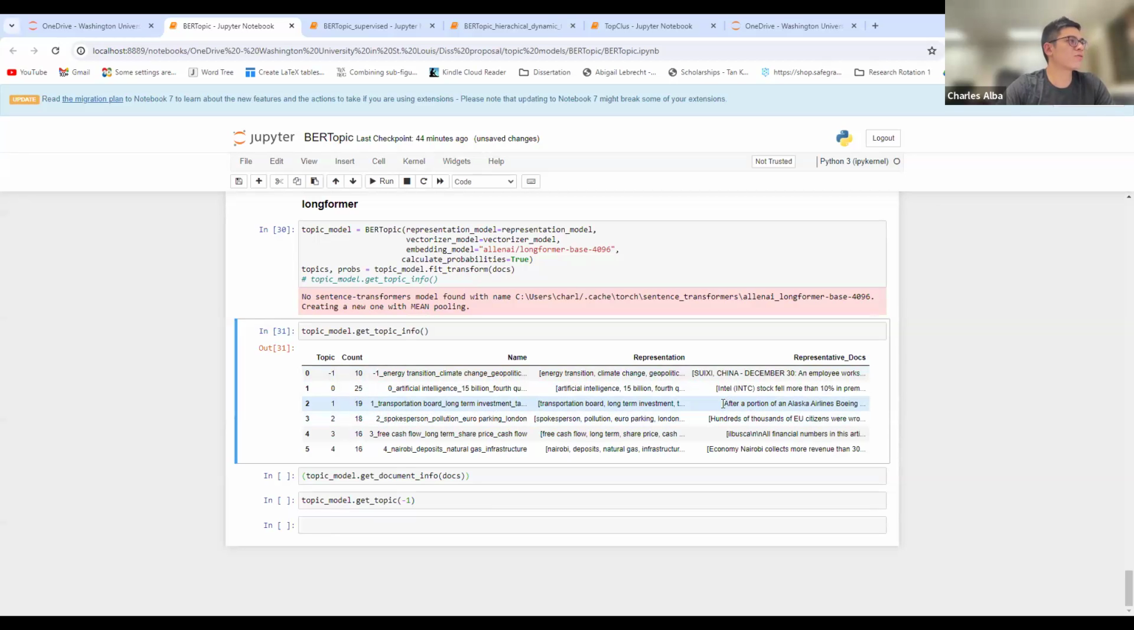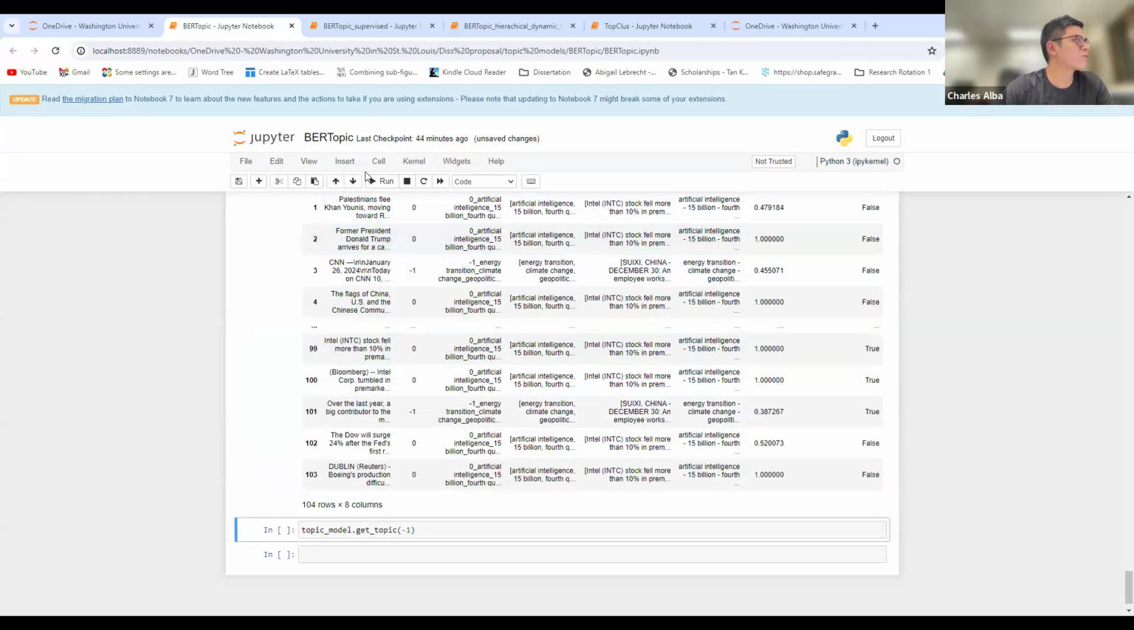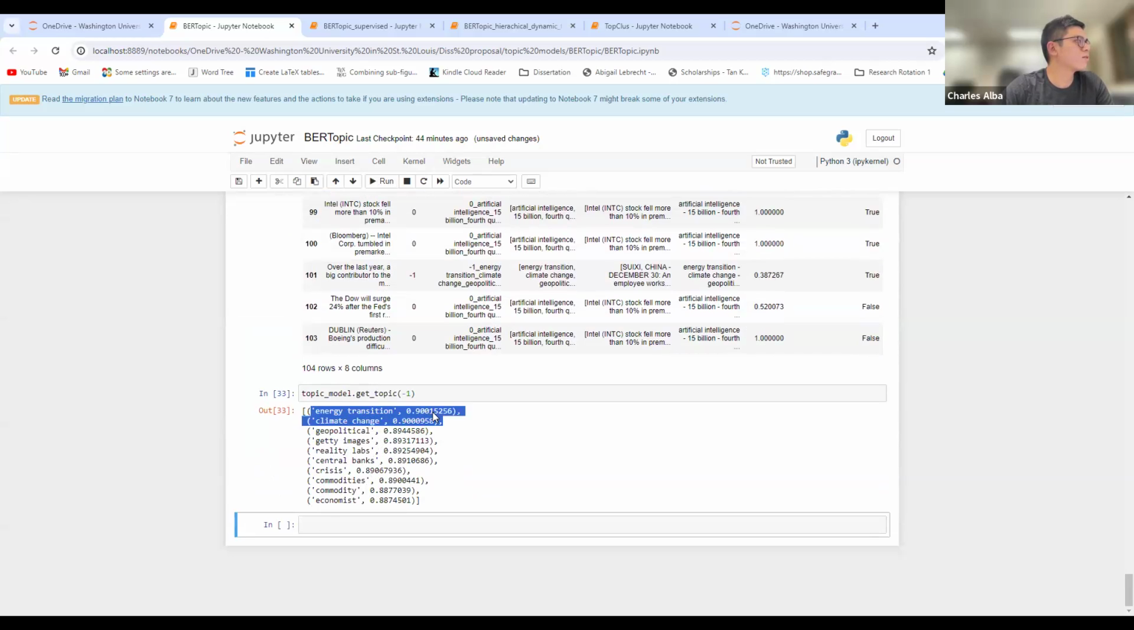Something about, well, my guess is that if you've been reading the news, it's probably about Boeing 737s blowing up in the middle of the air. But yeah, that's probably what it is. And then again, something about pollution in the EU. Again, about stocks. And for some reason, something about the Kenyan economy. Nairobi collects more than, yeah, something about the Kenyan economy. Again, you could run it and then you could see the individual keywords associated with it.